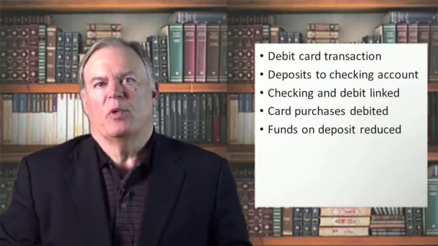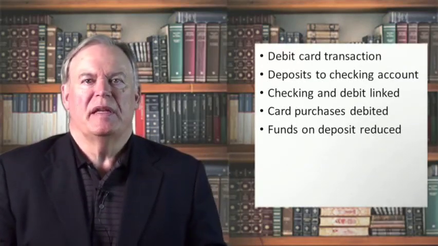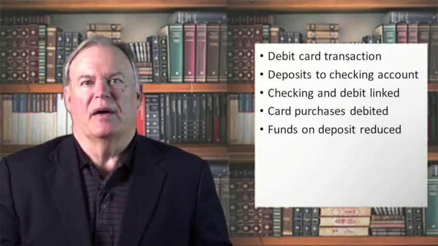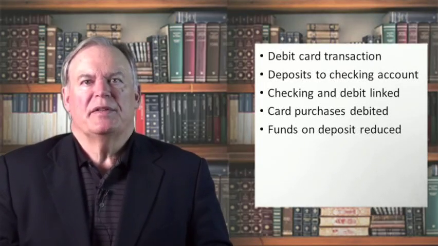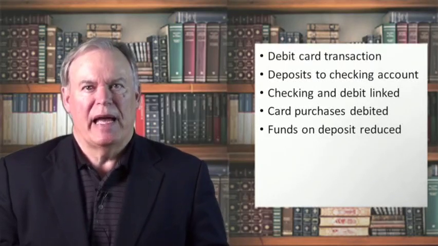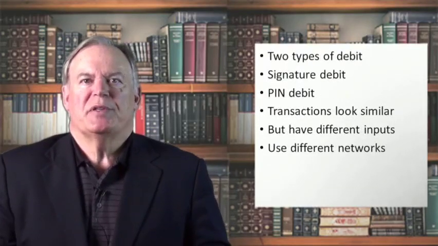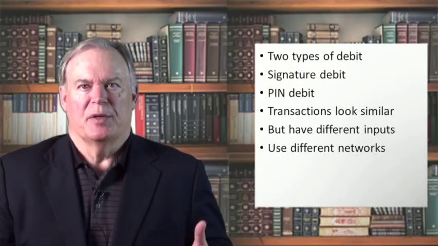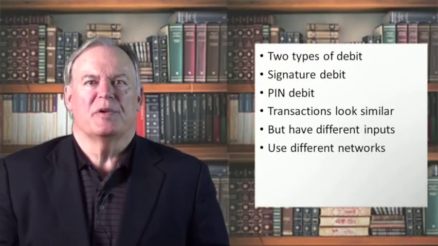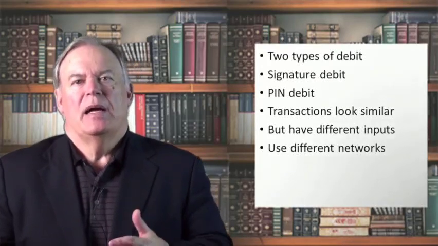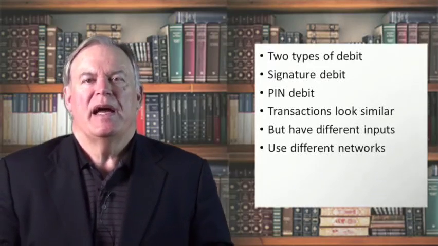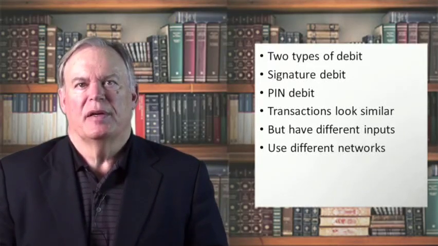Now let's contrast that with a debit card transaction. The debit card holder deposits money into their debit card checking account. The debit card is linked to the checking account and purchases are debited from the funds on deposit in the account. There are two major types of debit transactions. There's signature debit, and that's where the cardholder signs a receipt. And there's also PIN debit, where the cardholder enters a PIN number as a form of electronic signature.